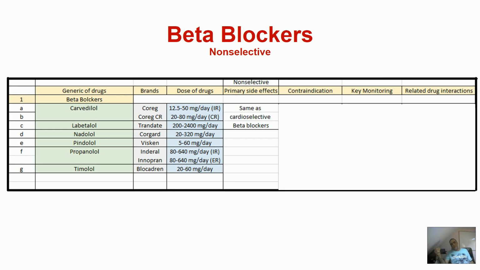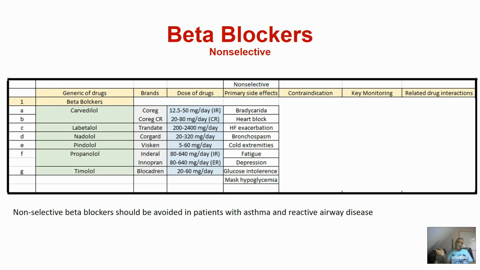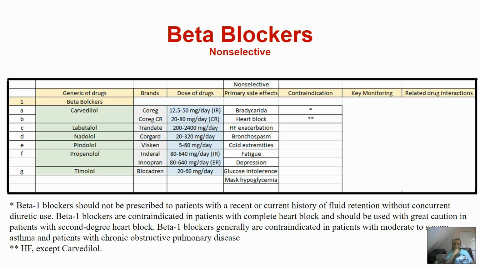The side effects are the same for the cardioselective beta blocker, and non-selective beta blockers should be avoided in patients with asthma and reactive airway disease, because this can mainly affect the beta 2 receptor, and beta 2 blockade is very dangerous in the asthma patient. Also, I mentioned for the beta blocker we have to care about dosage, heart rate and blood pressure, and contraindications are the same as the cardioselective.